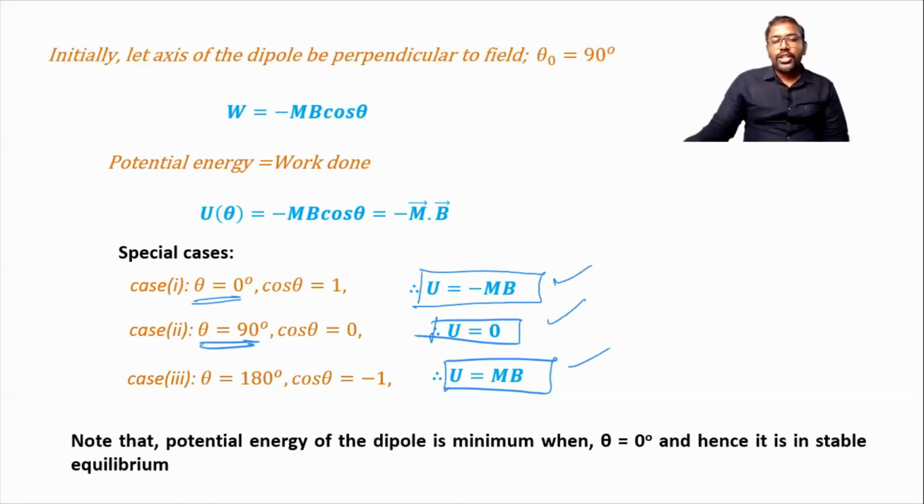Note that the potential energy of the dipole is minimum when theta is 0. You can see here theta 0, then it is minus, and hence it is in stable equilibrium. And it is stable only when this potential energy is minimum.